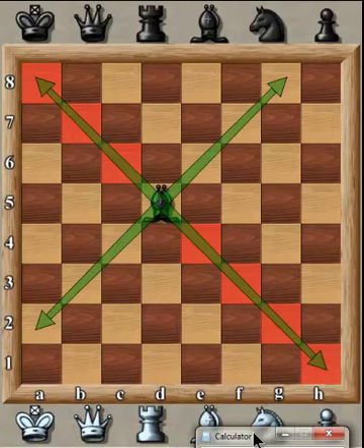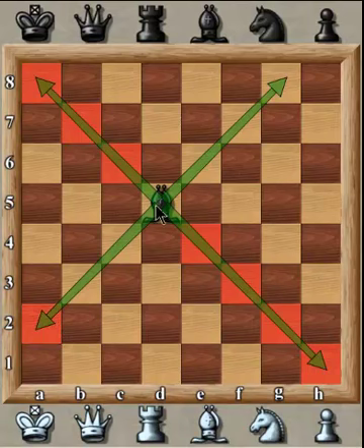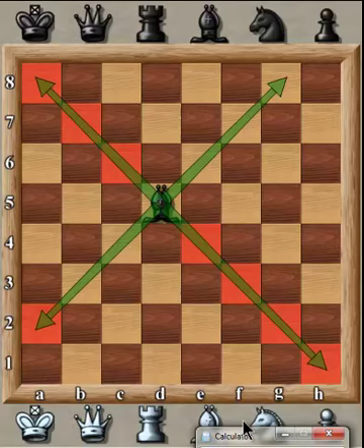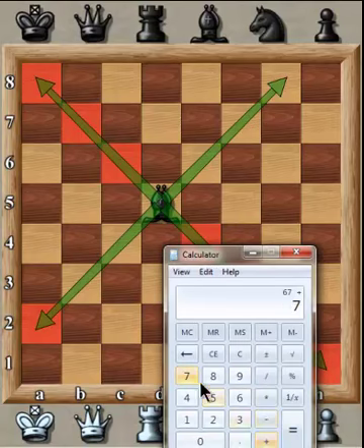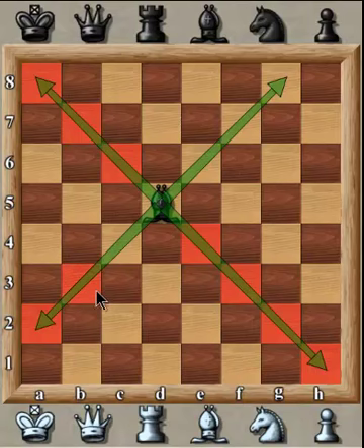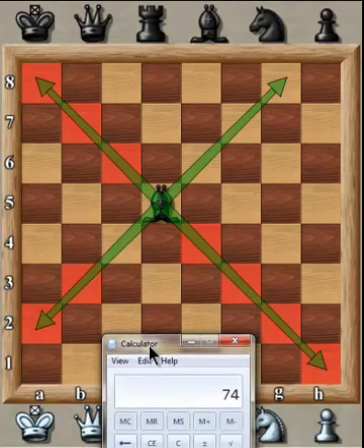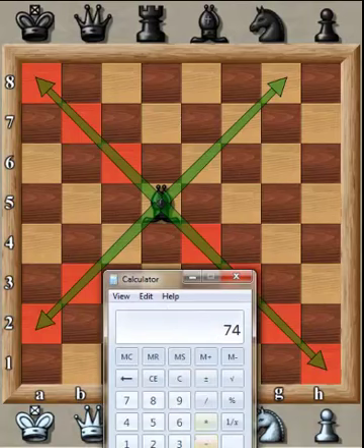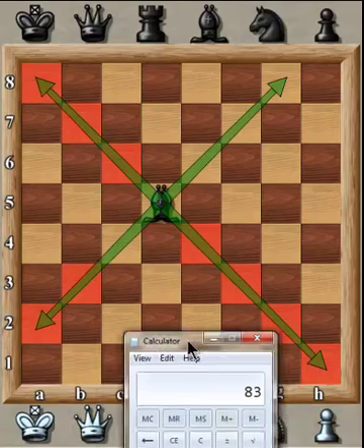We have 67 possibilities across this diagonal, but what about from here? So here we're going to have 1, 2, 3, 4, 5, 6. 6 plus this square is 7. So we're going to go plus 7. All right, we're at 74. Now we're going to calculate this square. It's going to have 6 across here. 1, 2, 3, 4, 5, 6. Plus 3 is 9. So 74 plus 9 equals 83.